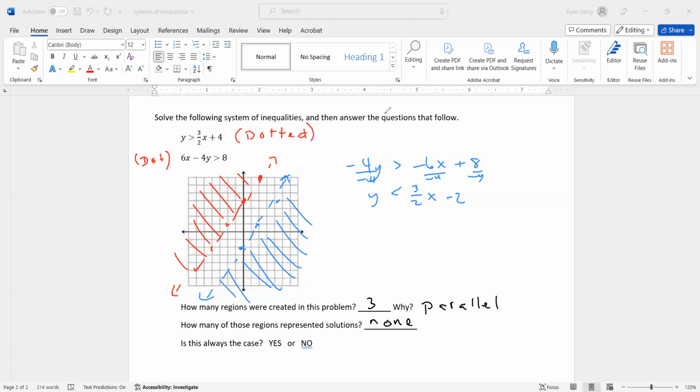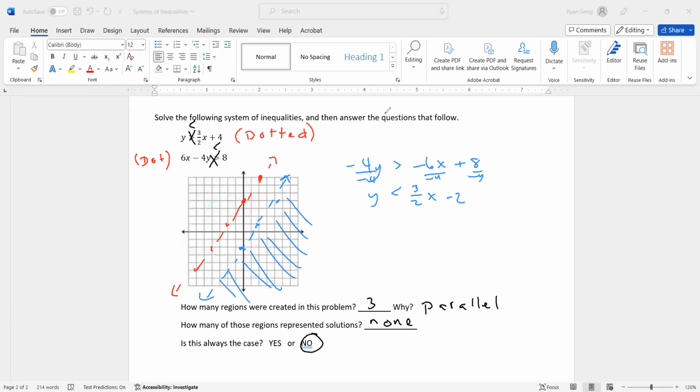Okay? All the solutions to the first one are over here. All the solutions to the second one are over here. They don't overlap. Now, could there be solutions? Yes. This is not always the case. Let me change some things up, and I'll show you how there would be a solution. If this were opposite, and so was this. Okay, let's see what would happen.